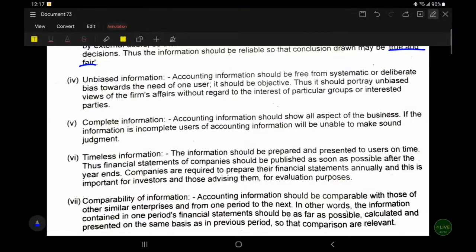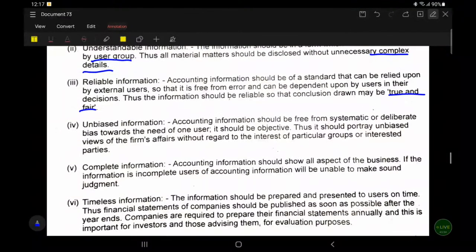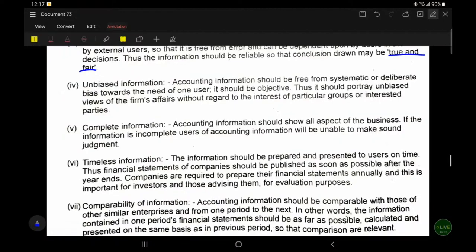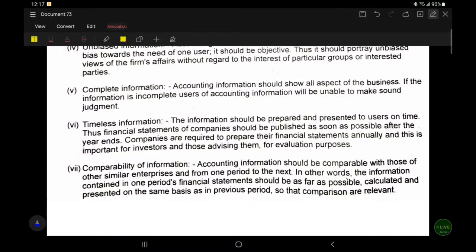Then also you have unbiased information, similar to the reliability aspect, free from any systematic or deliberate biases towards the users. So that is also the unbiased aspect. You also have complete information. What makes accounting information complete means that you haven't left any information out. All the information that you as a user need as part of the accounting information has been provided for you. So the information is complete, right?